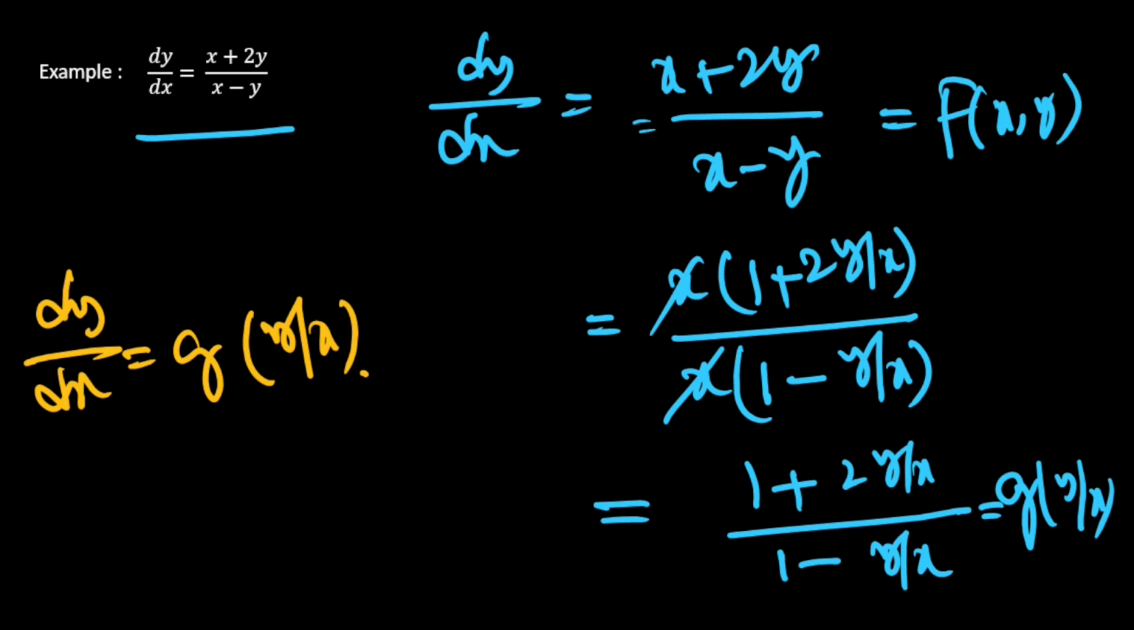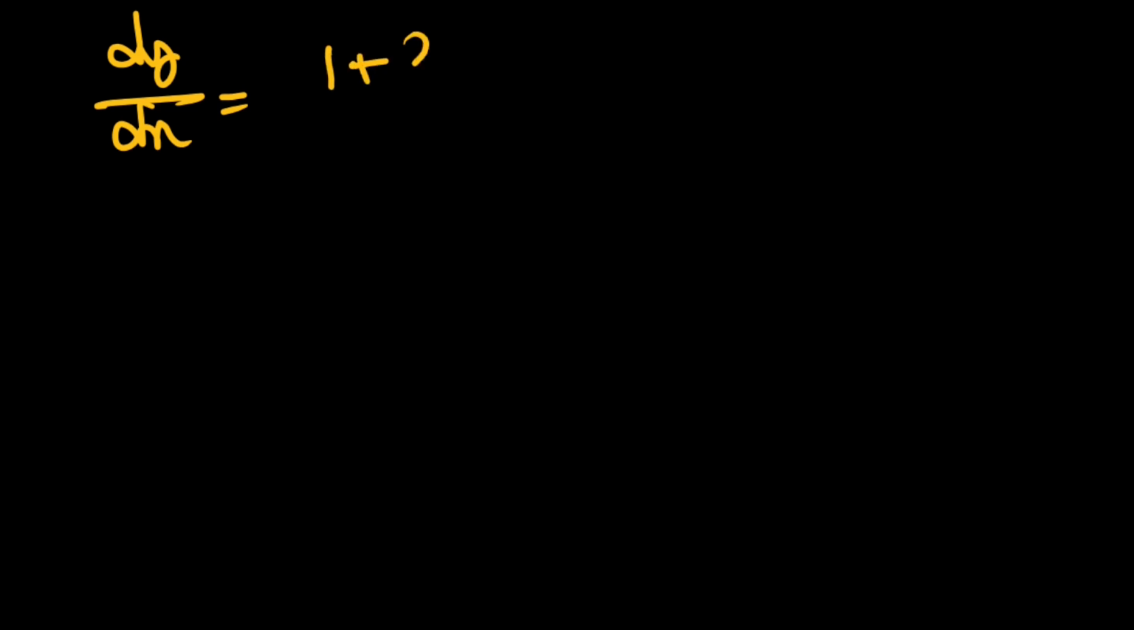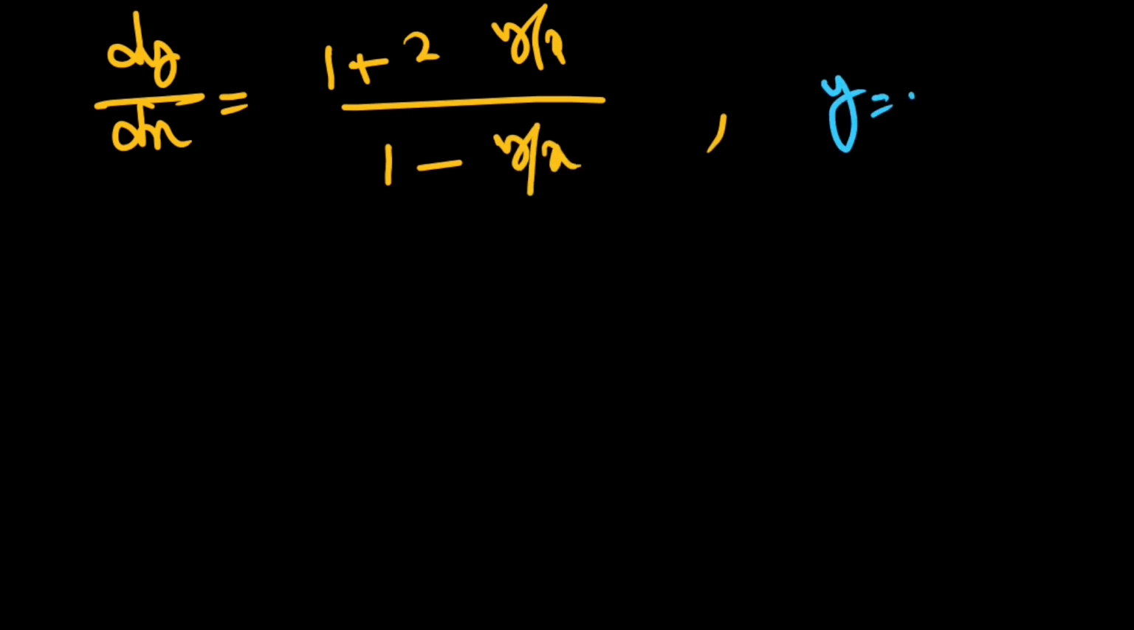So here we apply a suitable substitution, that is y is equal to vx, where v is a function of x. This transforms the given equation into a simpler form that can usually be solved using the method of separation of variables. So how can we solve? We got dy dx is equal to (1 plus 2 y by x) over (1 minus y by x). So we use the substitution y is equal to vx.